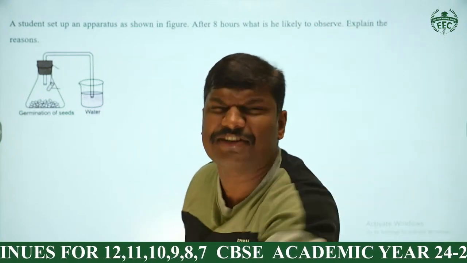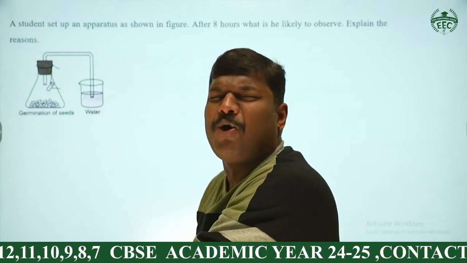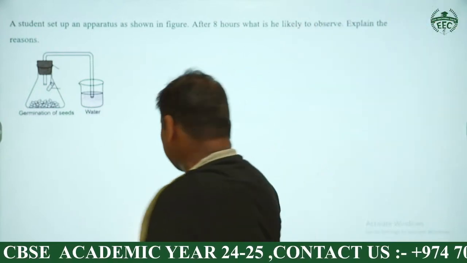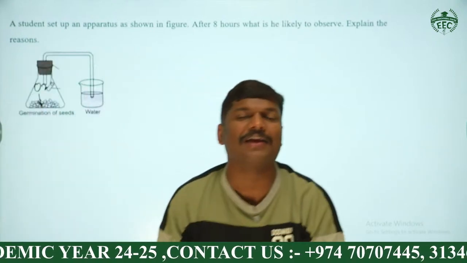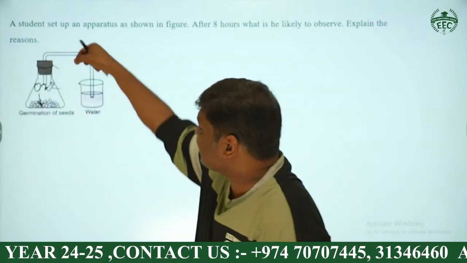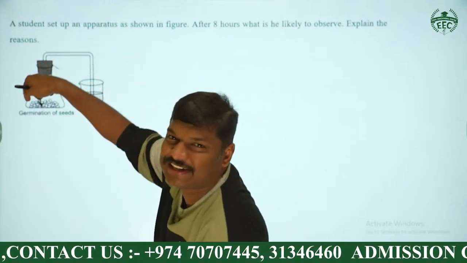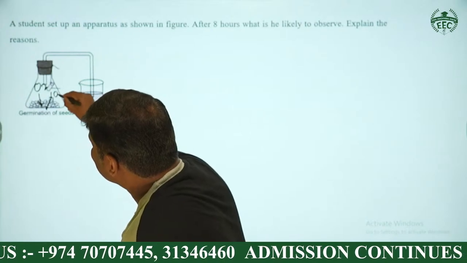A germinating seed means what? A living organism, a living component. A living component must respire. Must respire means what will happen? Oxygen is taken from the surrounding. Surrounding means what? It is an airtight container, so the oxygen which is available inside the conical flask is taken, and they are releasing carbon dioxide.